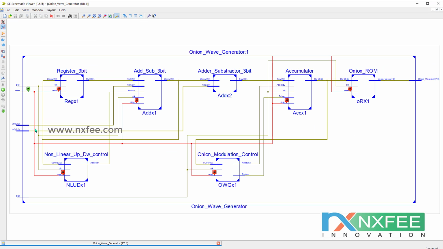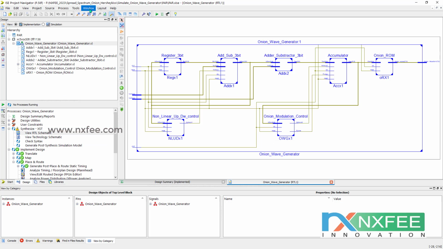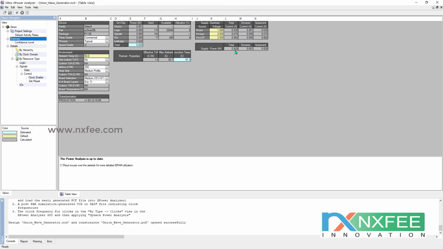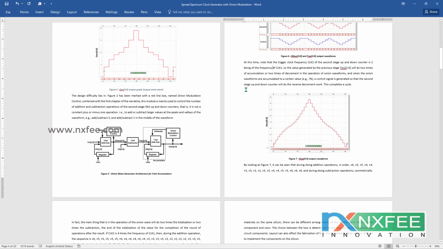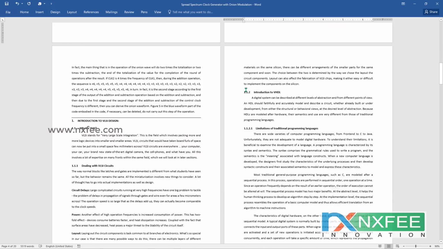Here V1 and V2 are given as inputs, and they go to the adder and subtractor unit. We have used an adder, subtractor, 3-bit register, non-linear up-down counter, onion modulation control, accumulators, and onion ROM modulation. The power consumption is 0.829 volt. We have written detailed architecture notes for this project, which you can analyze.